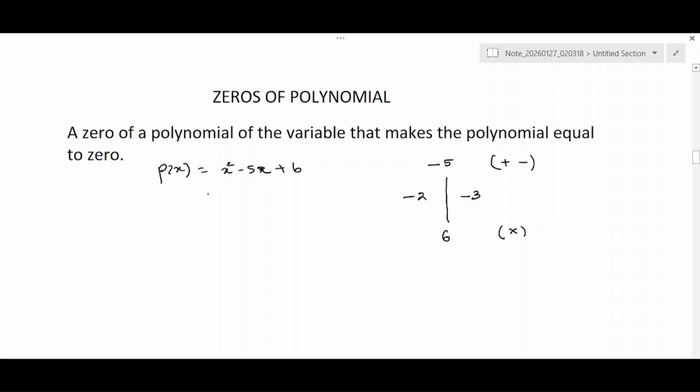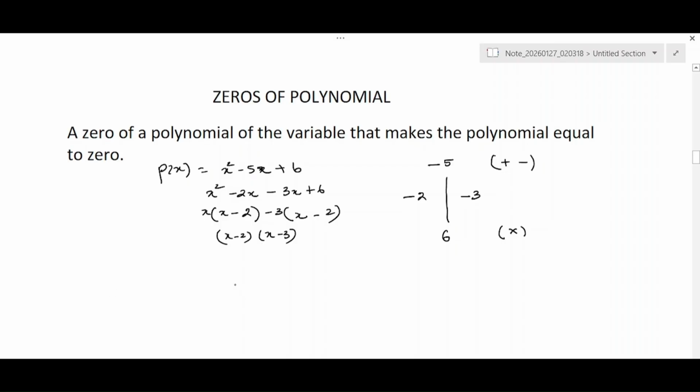So how do I write it? x squared minus 2x minus 3x plus 6. When I take x common, it becomes x minus 2. I will take minus 3 common. When I take minus 3 common it will be x, and since I take minus common I change the sign, so it will be minus 2. So minus 2 is common, x minus 3.